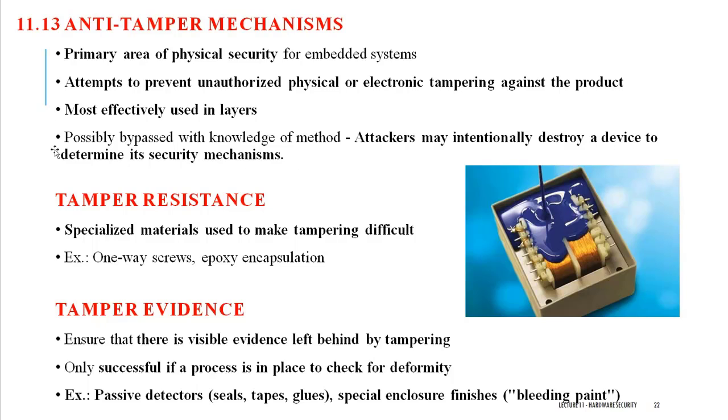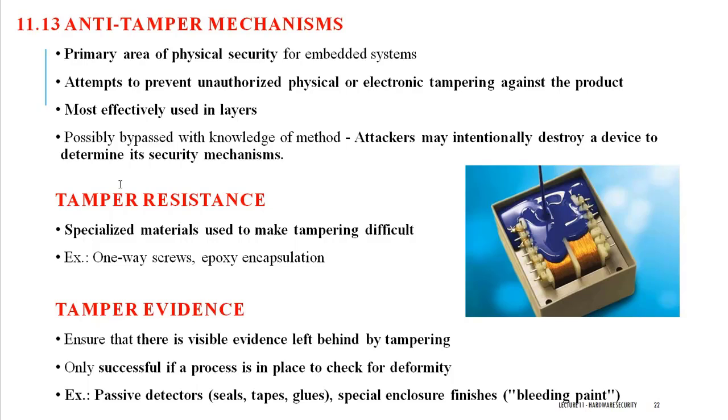So what does tampering mean? You can see this is an electronic product. It is a tampered product, which means the attacker has opened it. So the manufacturer follows certain mechanisms, called anti-tamper mechanisms, so that even if the attackers break it open, they cannot do anything inside.